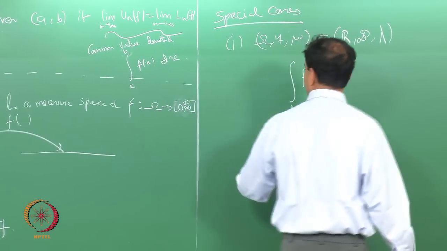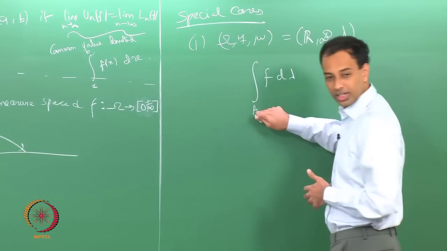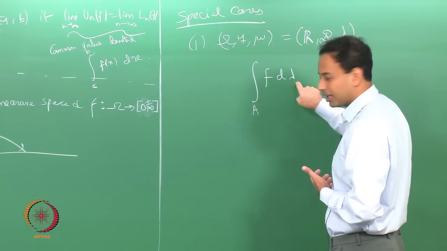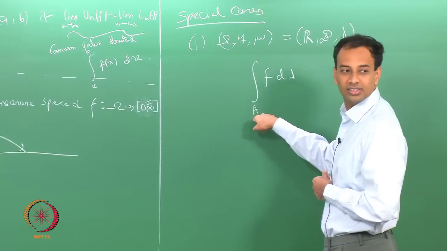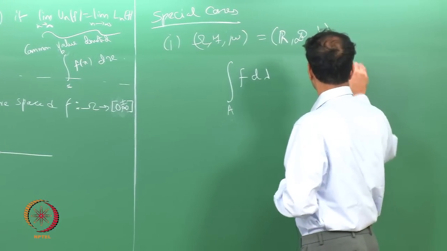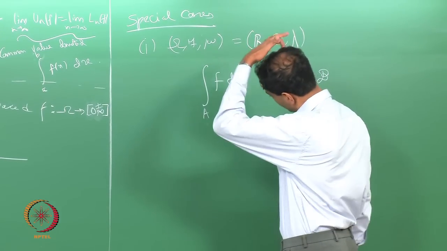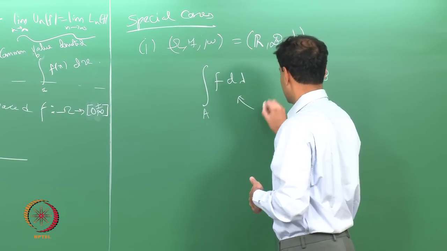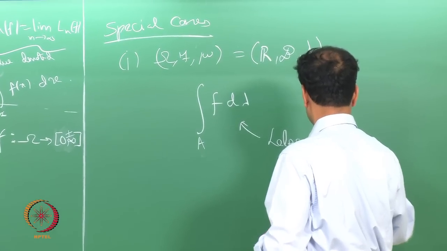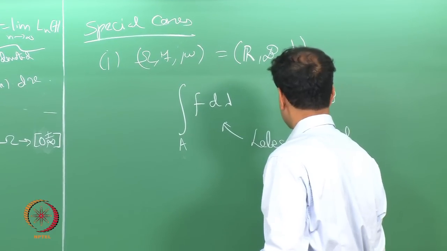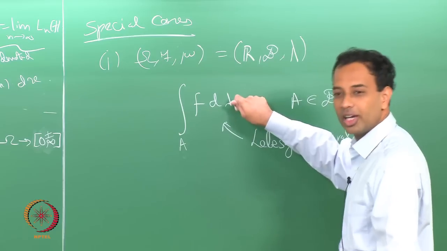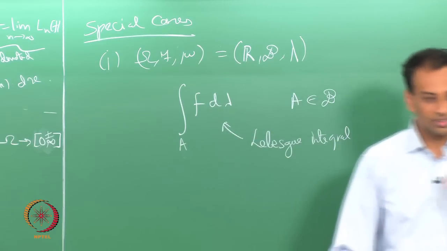So what kind of a set will A be? A will be some Borel set, right? So it is integrating a measurable function with respect to the Lebesgue measure over a Borel set. Here A is Borel. So this integral is known as the Lebesgue integral. Since it's an integral with respect to the Lebesgue measure, the integral is known as the Lebesgue integral.